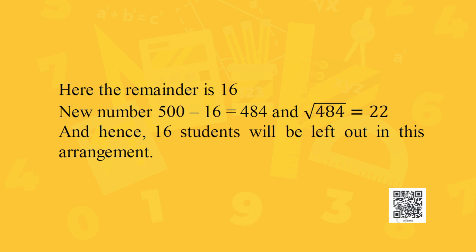So therefore we get a new number, that is 500 minus 16 is equal to 484, and the square root of 484 is equal to 22, and hence 16 students will be left out in this arrangement.